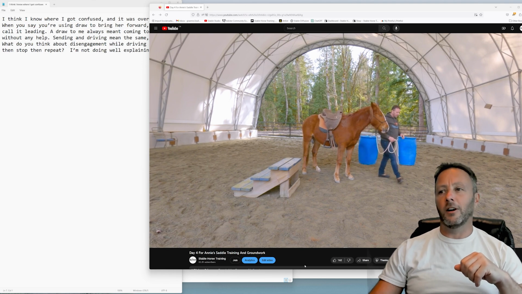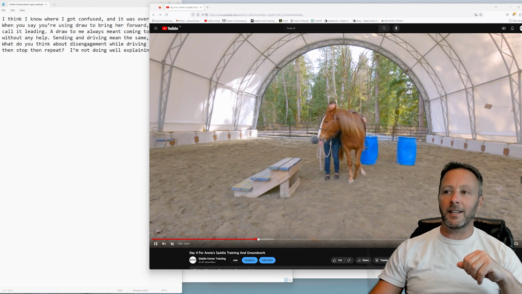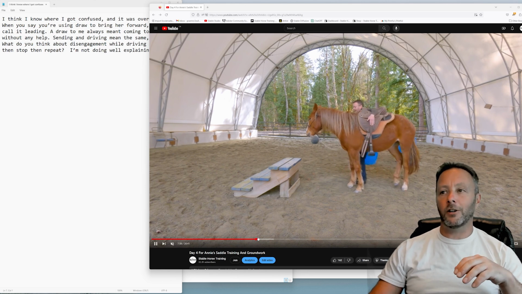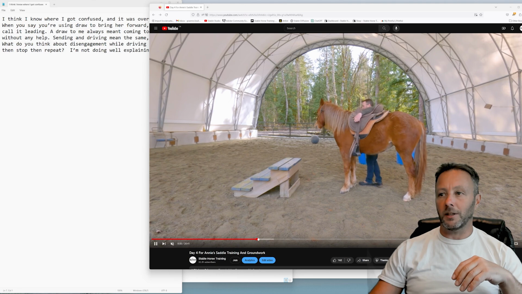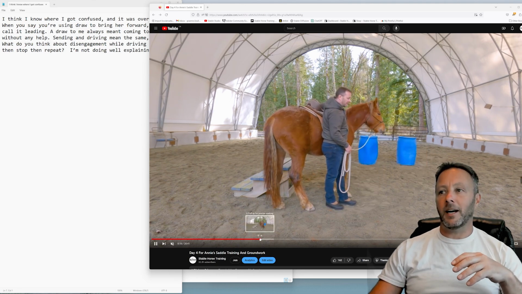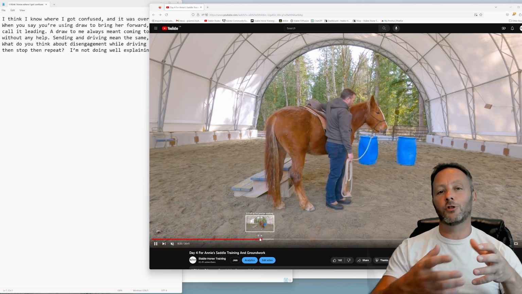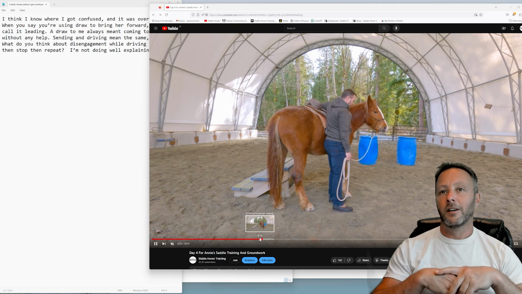That's not draw. That's just pulling and yanking on a horse's face. But you can see that I'm drawing her sort of around to me. I'm not pulling on the lead, and the lead's on this side, but the idea isn't to yank or pull. It's just to give a little indication and sort of draw those thoughts and then draw over.